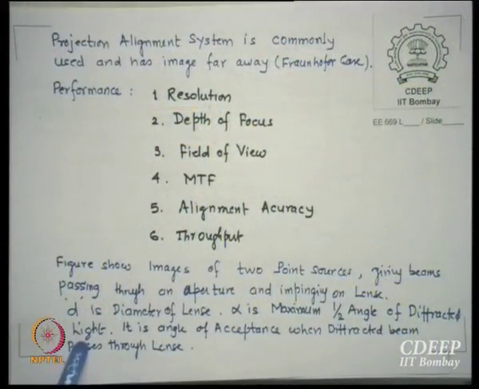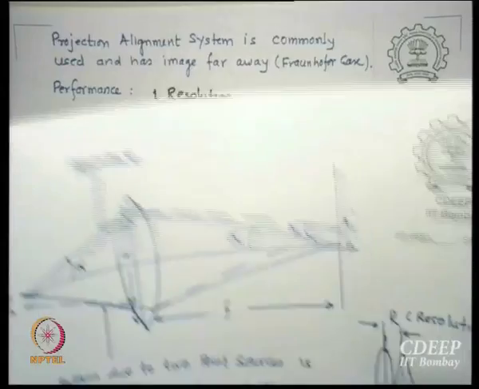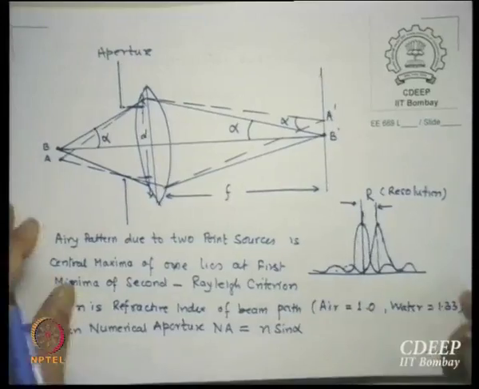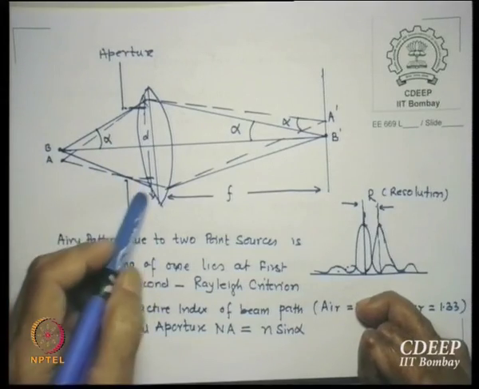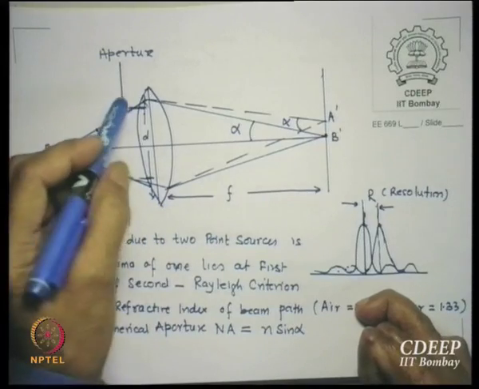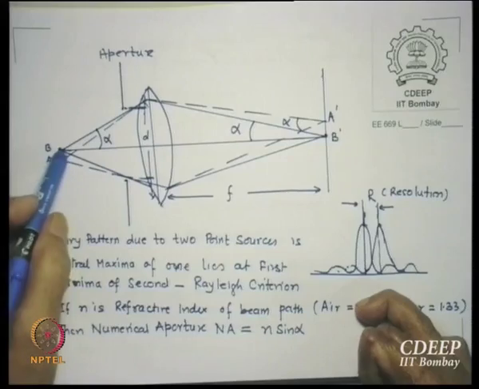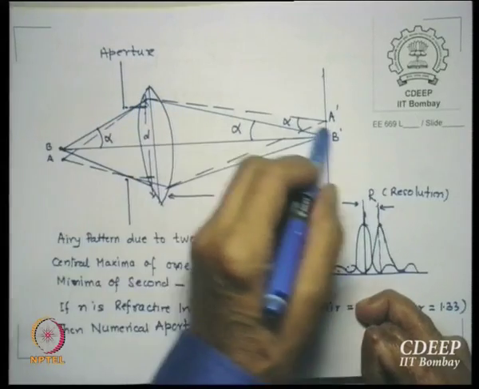So D is the diameter of the lens, and the word we are going to see now is numerical aperture. It is a very common word with a lens system. So let's say you have two point sources at A and B passing through a lens system, and this is the focal length. So what we see is, let's say you start with B and it appears at B dash here, so it goes through an angle alpha, then it focuses down to B.